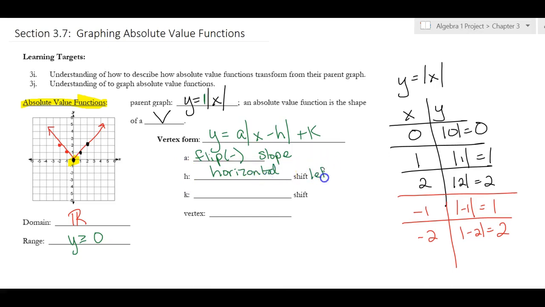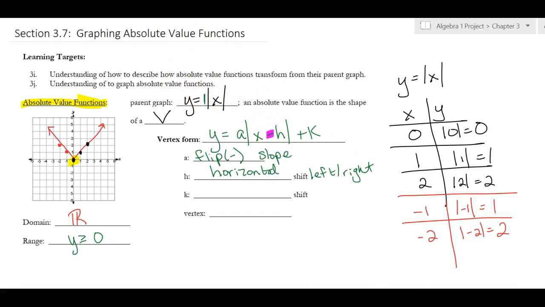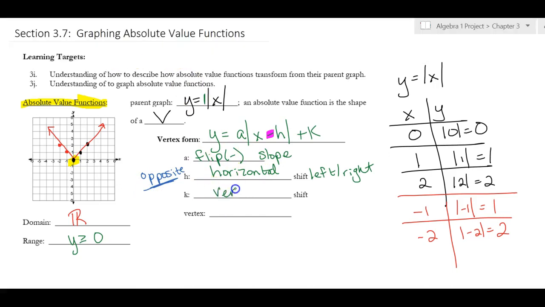All right, the h is a horizontal shift. So this tells me to go left or right. And there's a special trick about the h. Because there's a minus right here, that means that the h is always going to be the opposite of what it says. And when we do some, we'll see. The k value on the outside is a vertical shift. So this tells you to go up or down. And it's not the opposite because it's a plus k. So we'll see what happens there. The vertex is where you go left or right, and then how many you go up or down. So the vertex is found at h comma k.